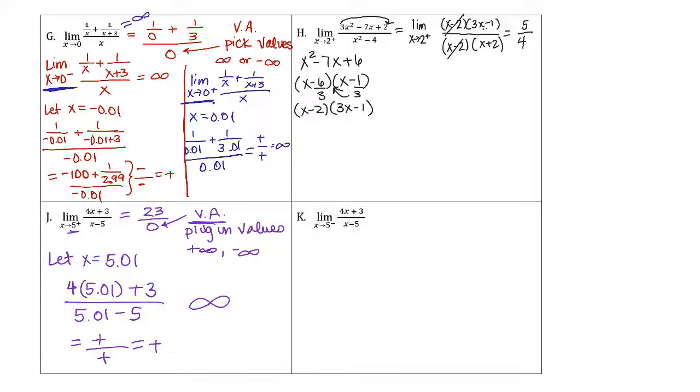All right, and it looks like K is kind of the same idea, but again, we're approaching from the left side. So let's plug in a number from the left. So let's let X be 4.9. And when I plug in 4.9 into the top, it's going to be times 4 plus 3, which is positive. And then I have 4.9 minus 5, which is going to give me a positive over a negative, which is negative. So that means this side is tending toward negative infinity.